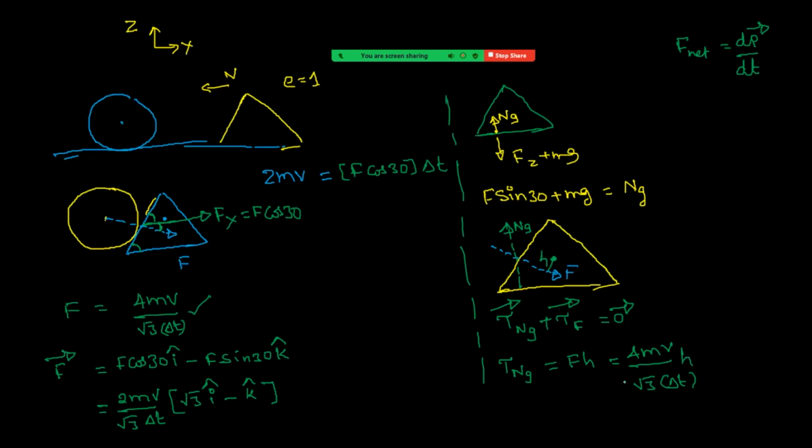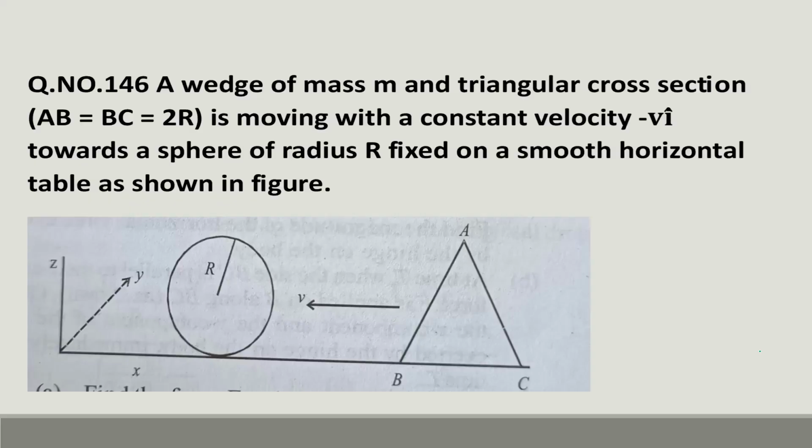Suppose in this question, if they ask by what distance normal reaction has shifted. When there was no force on the wedge, normal reaction was passing through centroid. Now here it has shifted by some distance. Suppose we take that distance as x. Then this must be equal to normal reaction from ground into x, where x is the distance by which normal reaction has shifted. Then we get that distance. Okay, let us see the next problem.